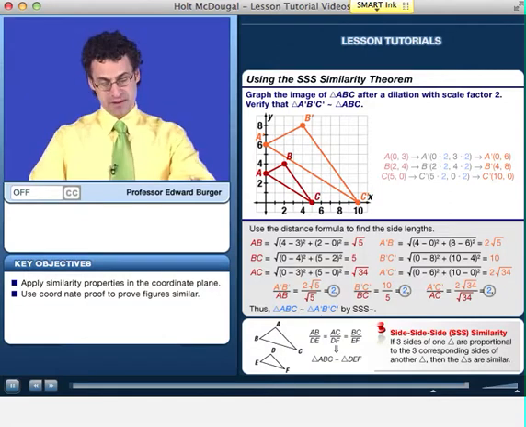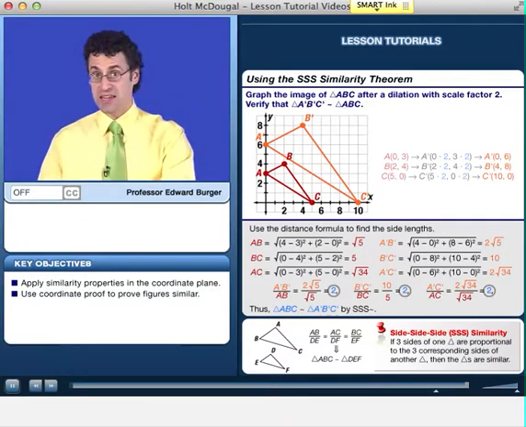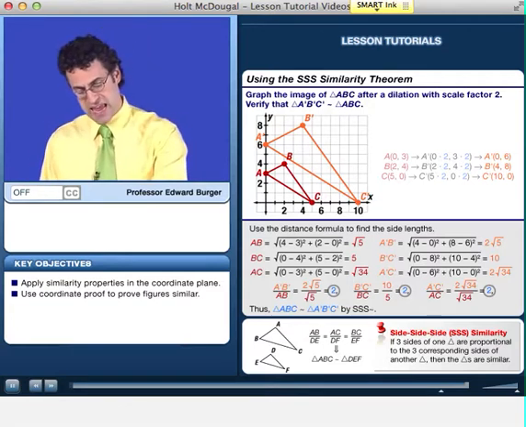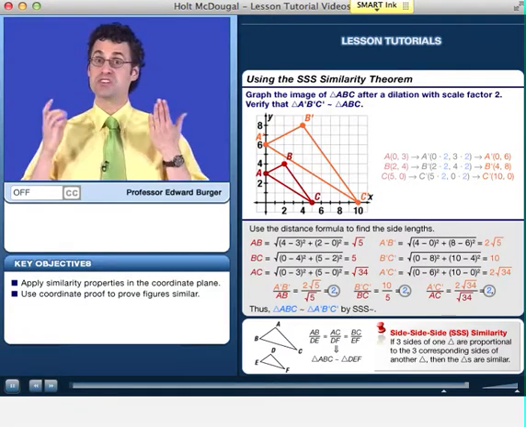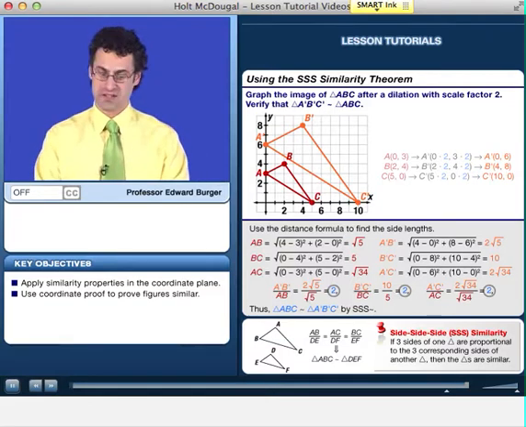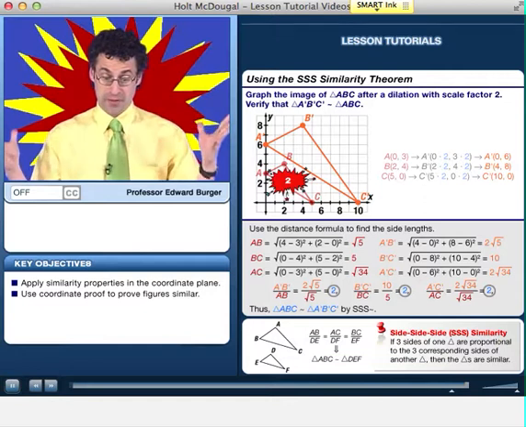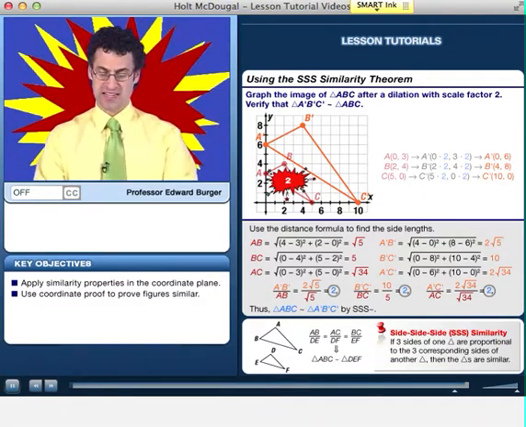No surprise, because if you take an object and dilate it by any scale factor that's not 0, then the answer you get will be similar. And we've just verified that for ourselves for this very special red triangle that we exploded up by dilating by a factor of 2 to get the orange.